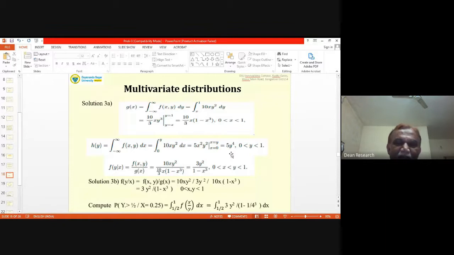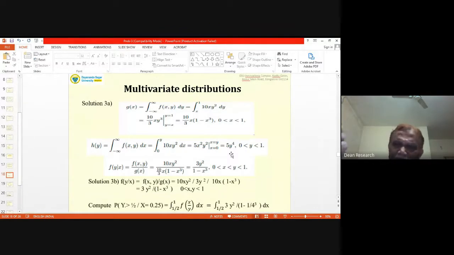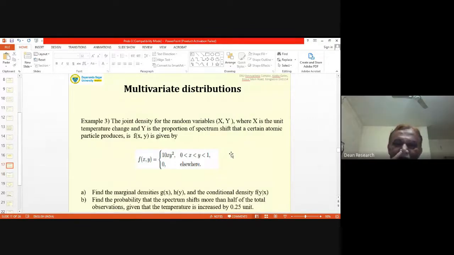Similarly, h of y, in a similar way, but the integration is with respect to dx. Again, there also it's 0 to 1, sir. Yeah, correct, 0 to 1. Both x and y are between 0 and 1 only. That's what is given, right? Yeah, it is 0 to 1.